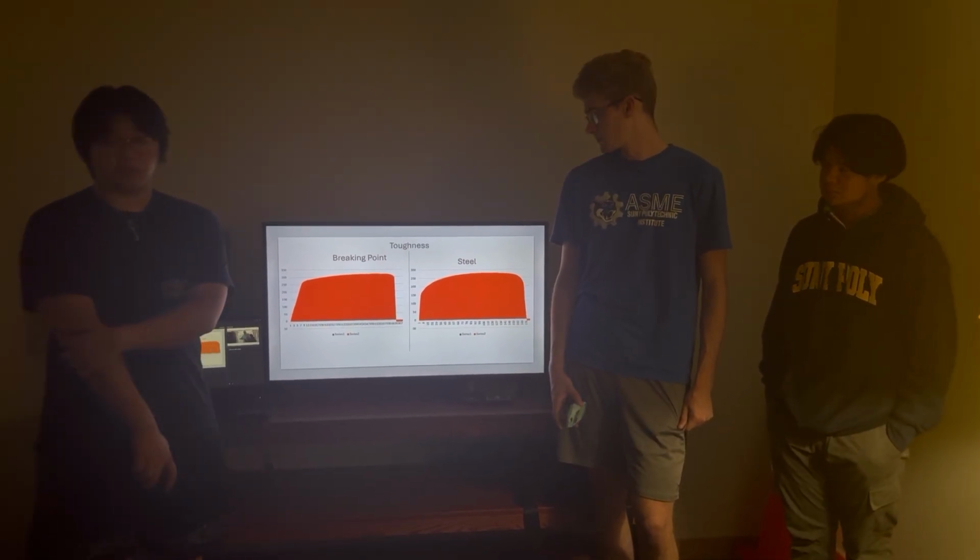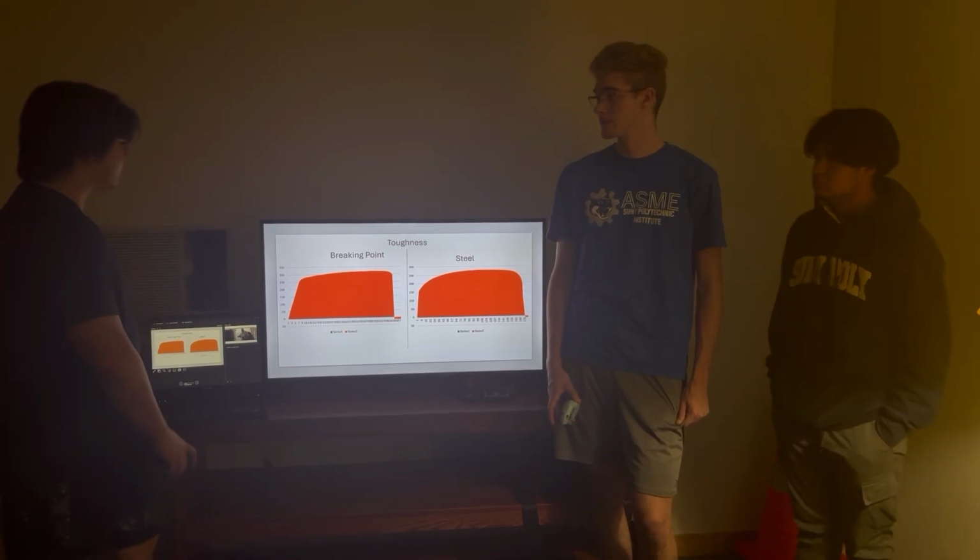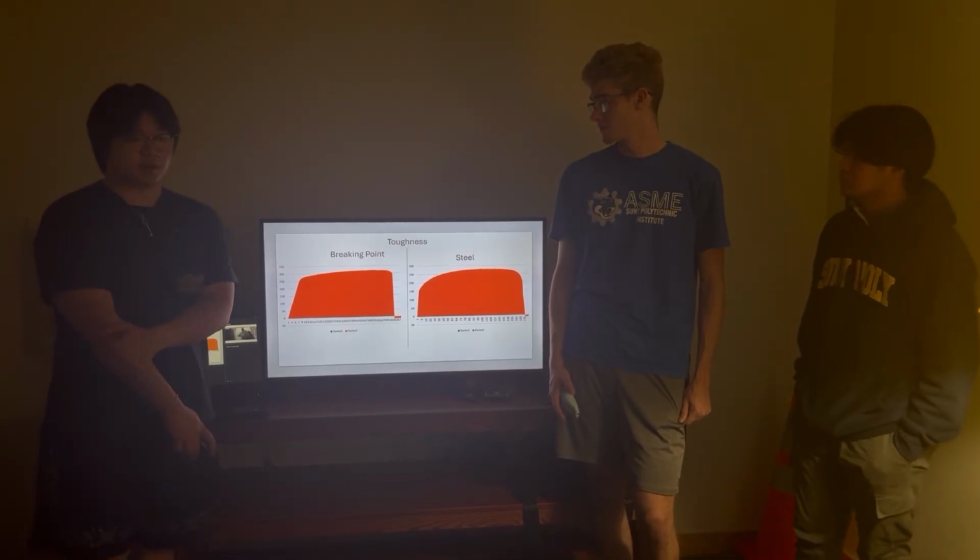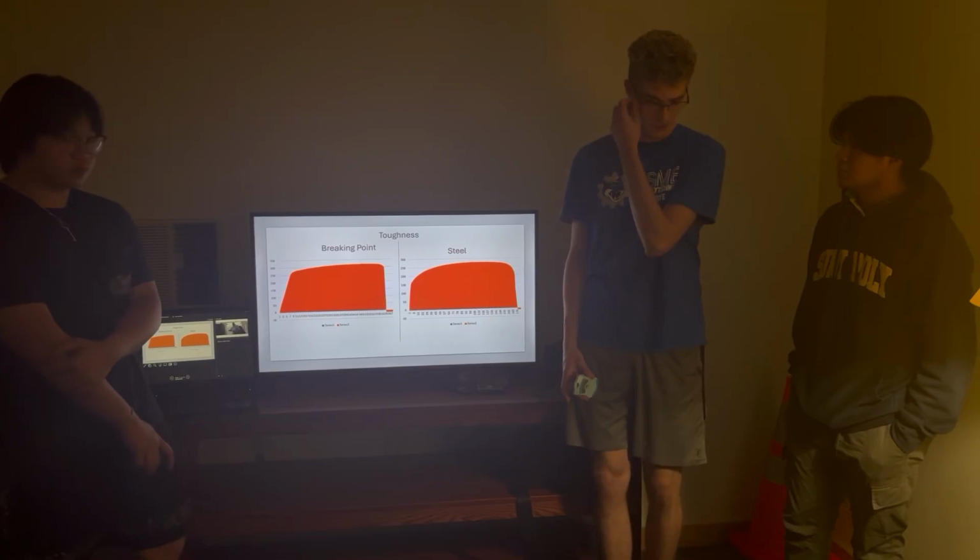So in this case, we don't use any of those parts, but we do just do a tensile test.